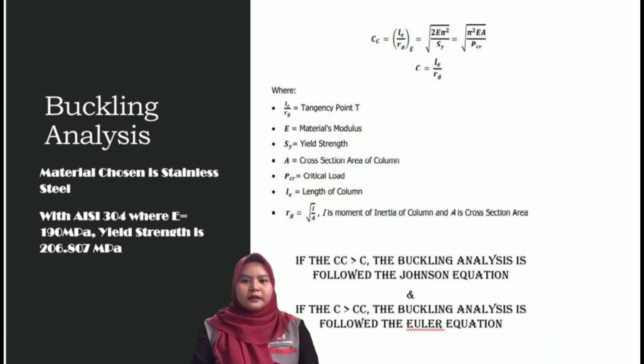Furthermore, the buckling analysis for the project is calculated using these equations. Since the material chosen is stainless steel, the mechanical properties of this material consist of Young's modulus, which is 190 megapascal, and yield strength, which is 206.807 megapascal. Based on the calculation, if the critical slenderness ratio Cc is more than the value of the critical tangential C, then the Johnson equation is used to calculate the critical loads on that part. However, if the critical slenderness Cc is lower than the critical tangential C, then the Euler equation will be used to determine the critical loads on that part.